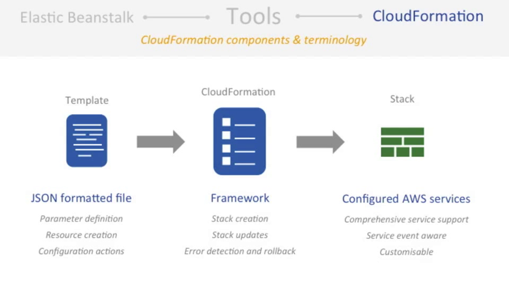So this could be, in the classic case of the Beanstalk, an Elastic Load Balancer, an auto-scaling group, and some EC2 instances. Now the stack is service event aware in that the actions that you apply in the creation of a stack or the changes in that environment can feed back into CloudFormation and trigger actions within the template files. And it's also customizable. Once you've created a stack, you can of course go in and access the underlying resources and change them and modify them if you so wish.